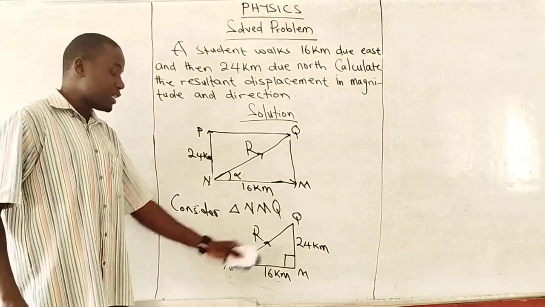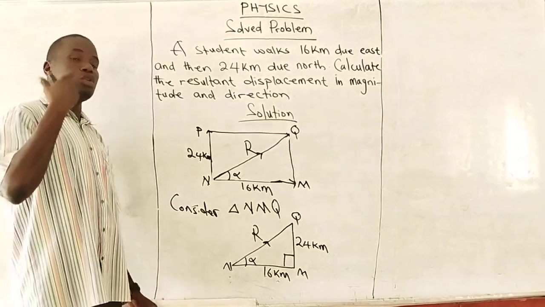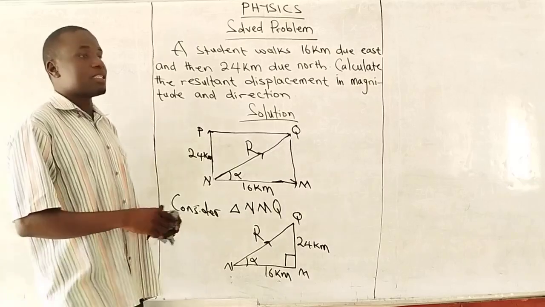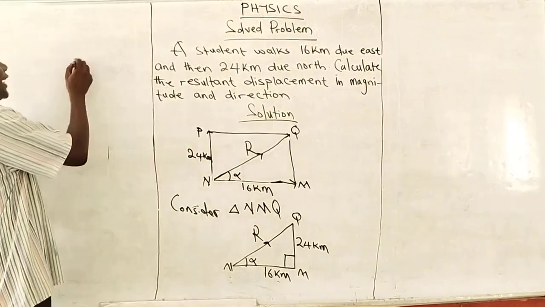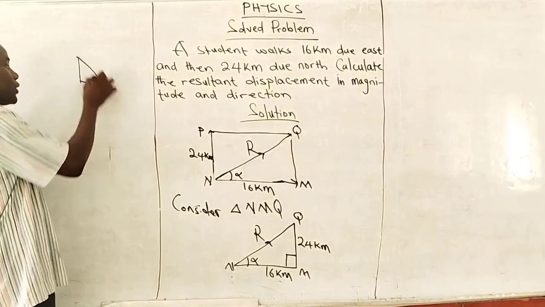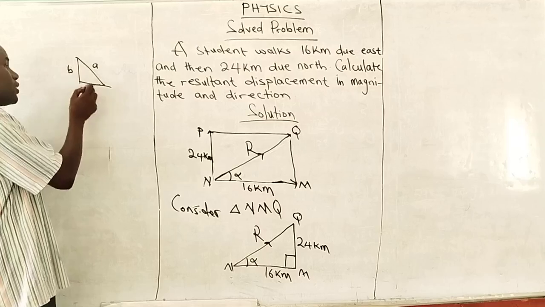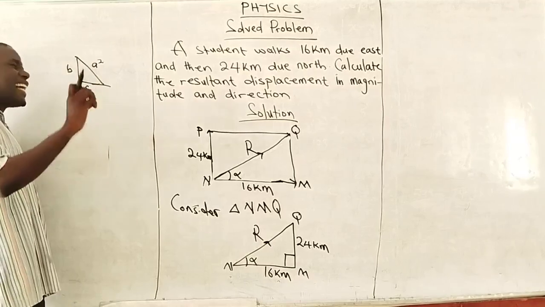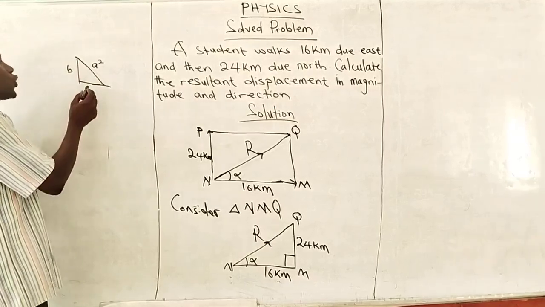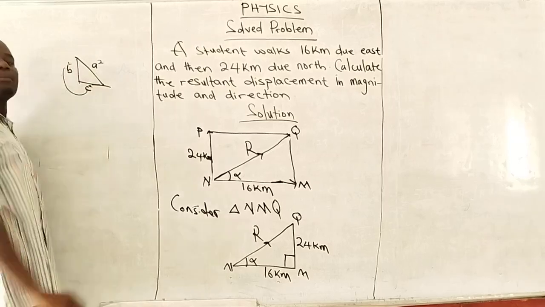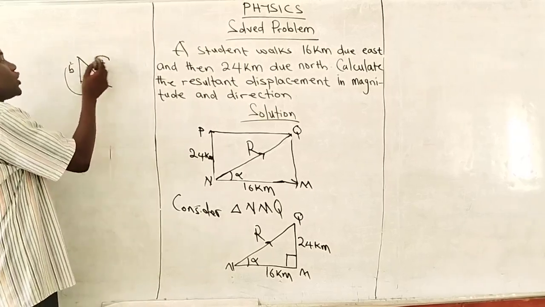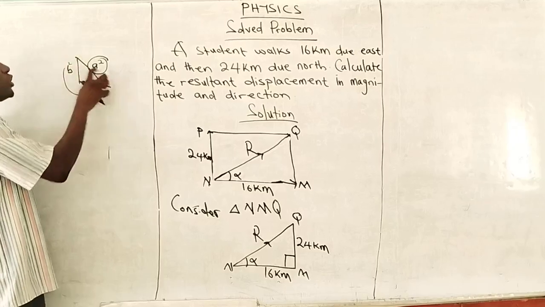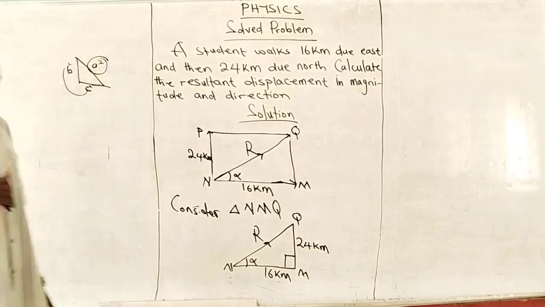The Pythagoras theorem says the square of the hypotenuse is equal to the sum of the squares of the other two sides. If we have a right angle triangle, say this is A, this is B, this is C, when we square the hypotenuse, the result will be exactly the same as when we square the other two sides and add them. That is what the Pythagoras theorem says.